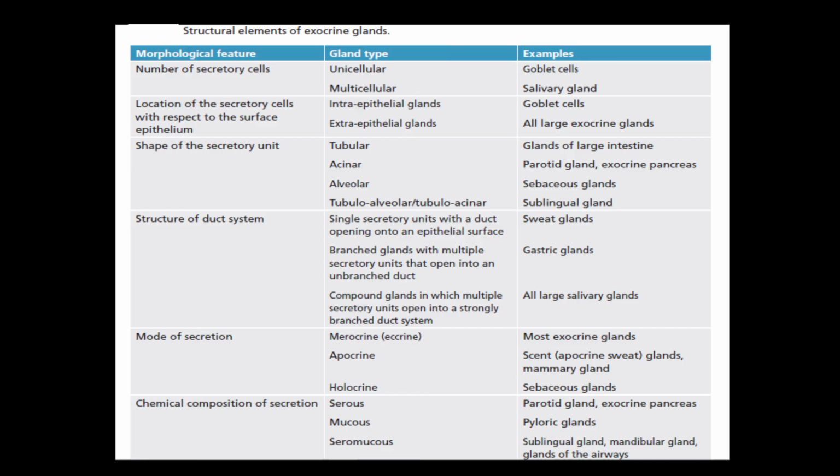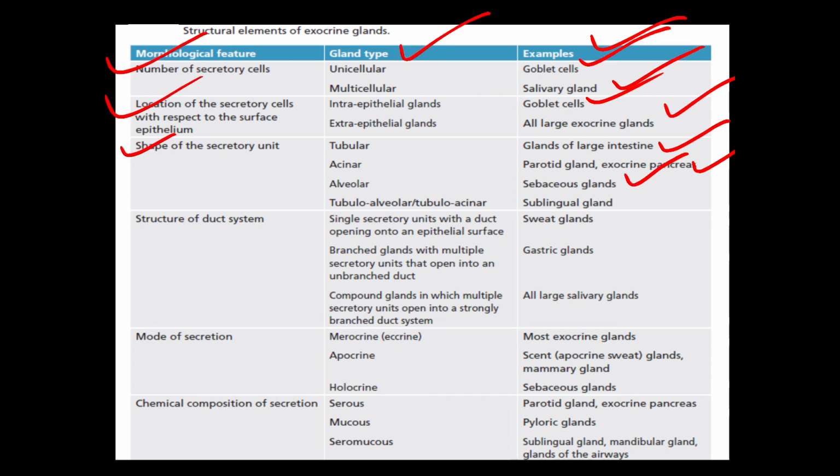Now the structural elements of the exocrine glands. So morphological feature, gland type and example. Unicellular gland, example is goblet cell. Multicellular gland, example is salivary gland. Location of the secretory cell with respect to the surface epithelium. The intraepithelial gland means goblet cells. Extraepithelial gland, that is all large exocrine glands. After that, shape of the secretory unit: tubular, the large intestine; acinar, parotid gland and exocrine pancreas; alveolar in the sebaceous gland; tubulo-alveolar or tubulo-acinar, sublingual gland.